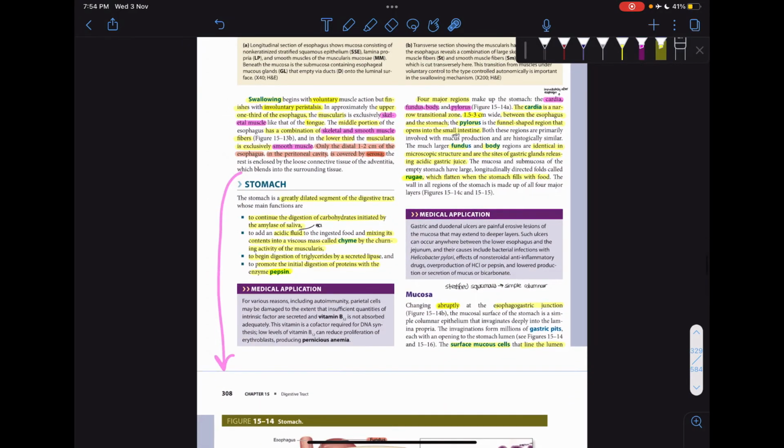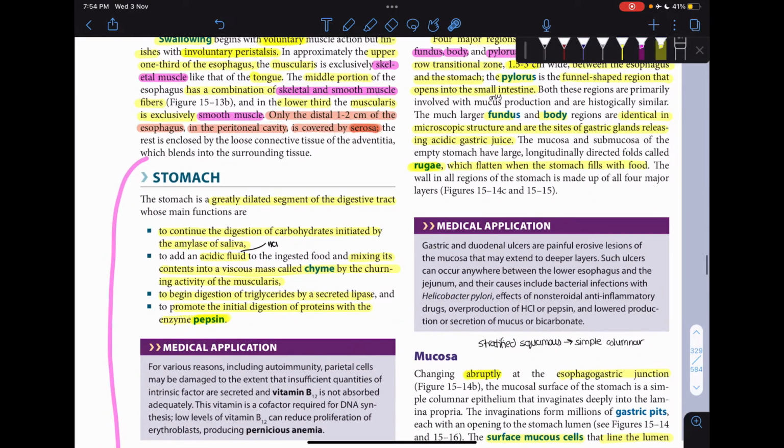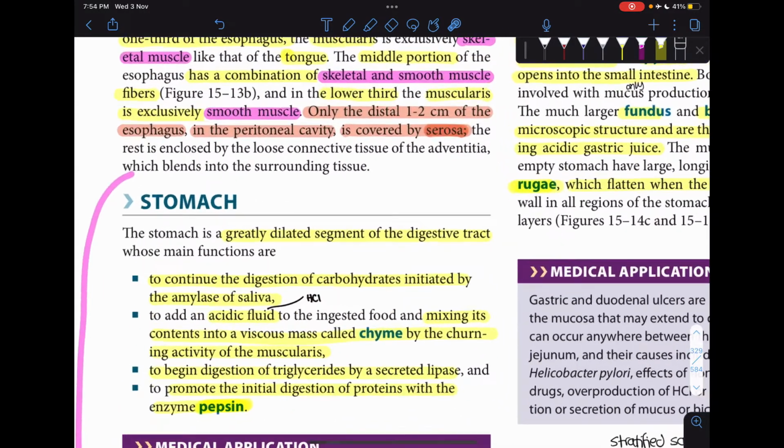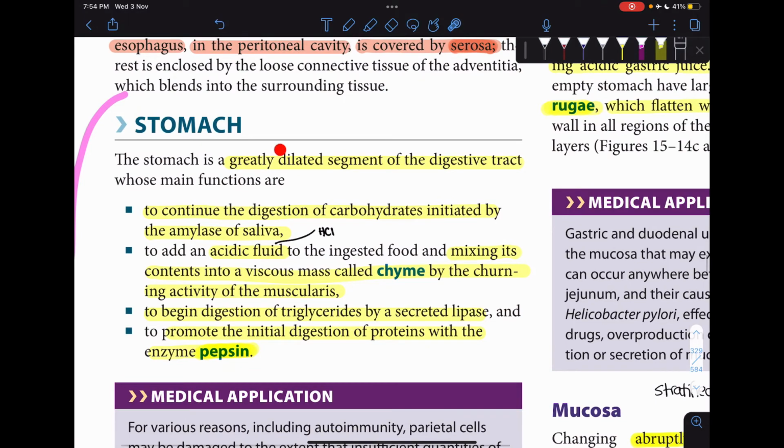Now let's move on to the stomach. The stomach is a greatly dilated segment of the digestive tract. It's the most dilated segment of the digestive tract actually.